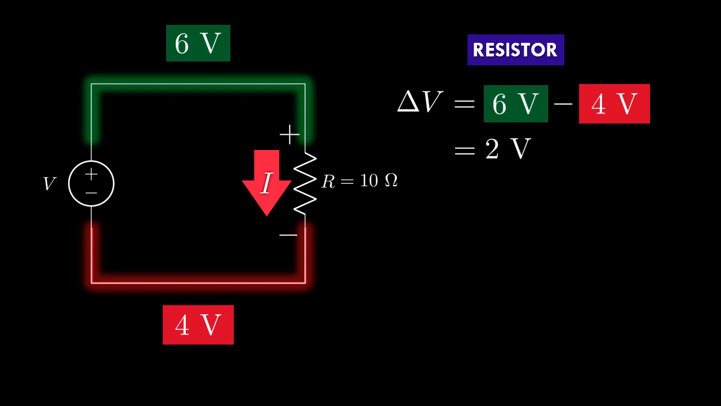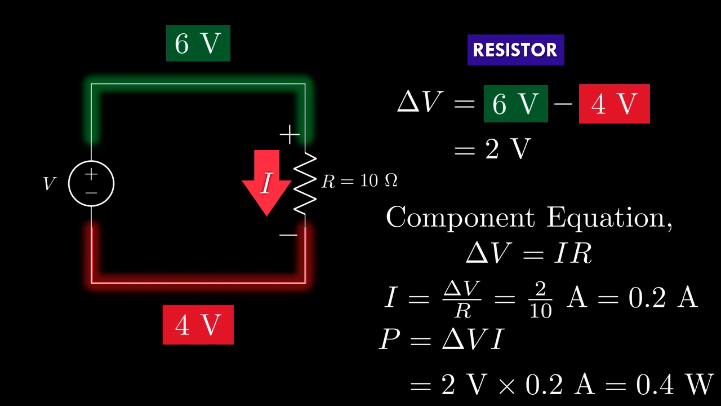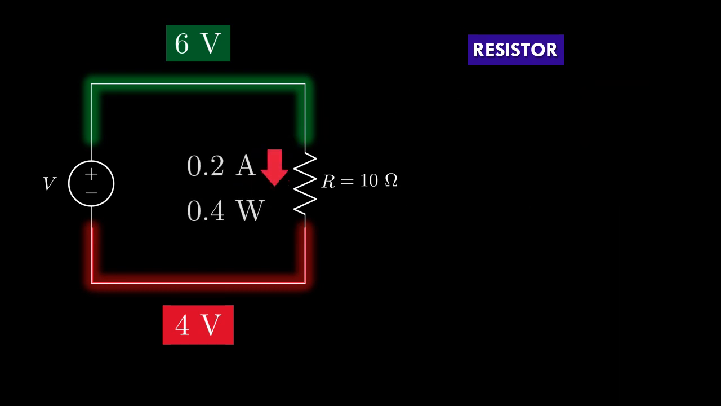I also promised there will be an equation associated with every component. So what equation is associated with resistors? The answer is Ohm's law. Of course, because Ohm's law is only applicable to resistors. You can use this equation to figure out the current. You can also calculate the power from these values. So after some calculations, we have 0.2 amperes of current in the downward direction and a power of 0.4 watts.